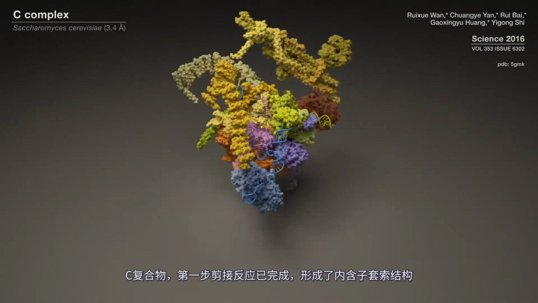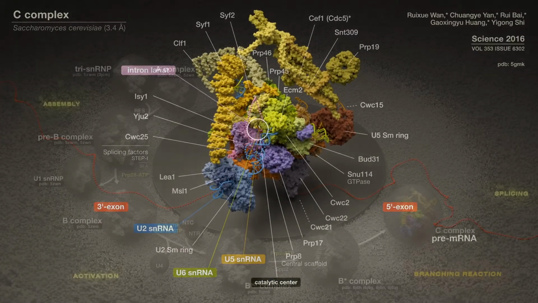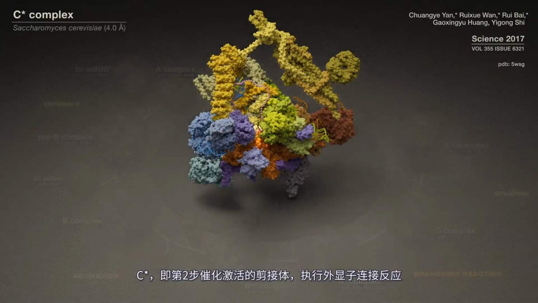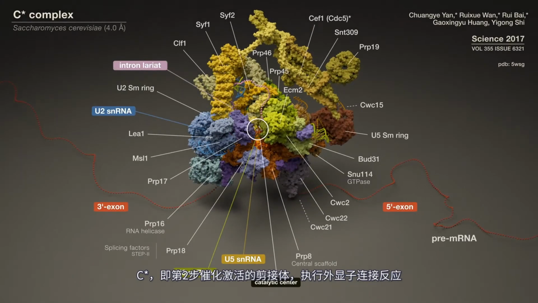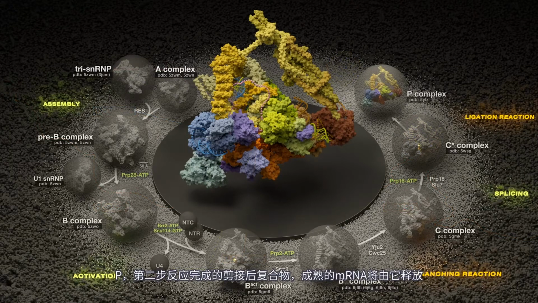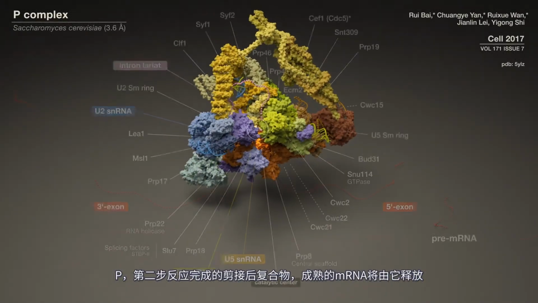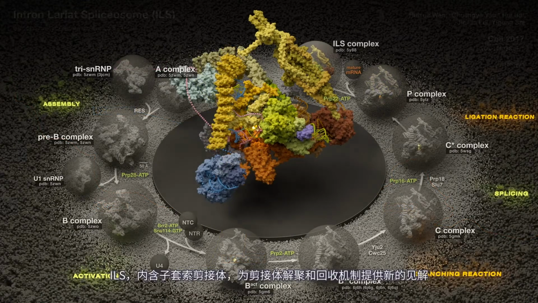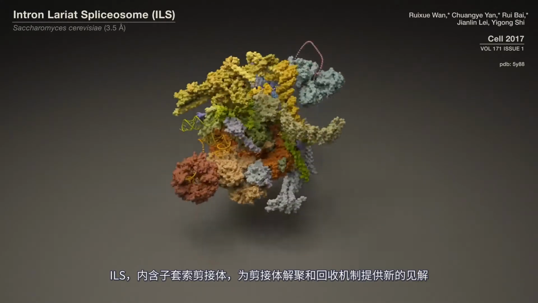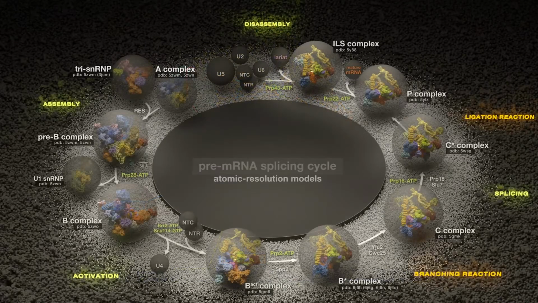The C complex, catalytic step 1 spliceosome with intron-lariat product. The C-star, step 2 catalytically activated spliceosome, which executes the exon ligation reaction. The P, post-splicing complex, important for understanding the transition from C-star to the ILS complex. And the intron-lariat spliceosome, providing insights into spliceosome disassembly and recycling mechanisms.